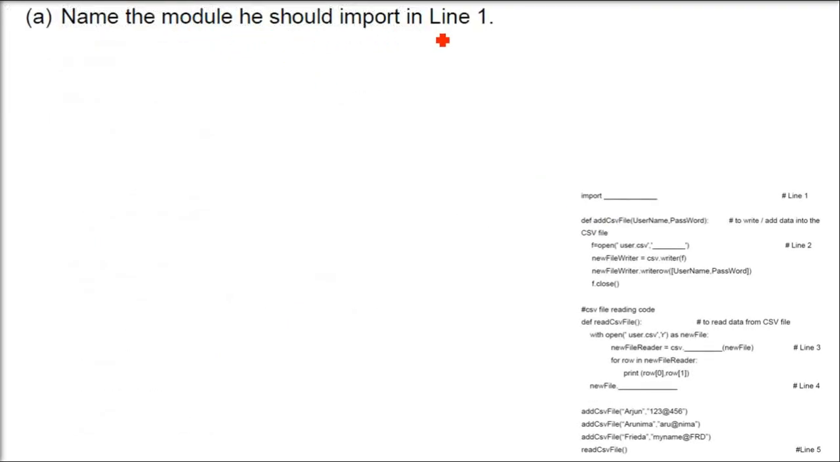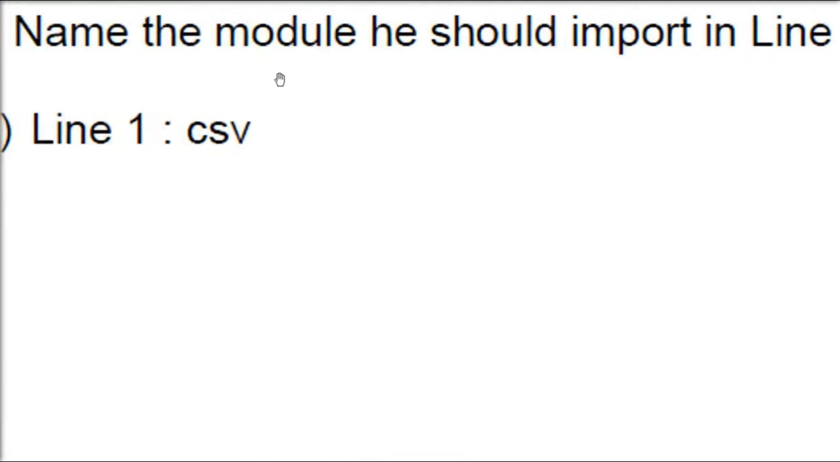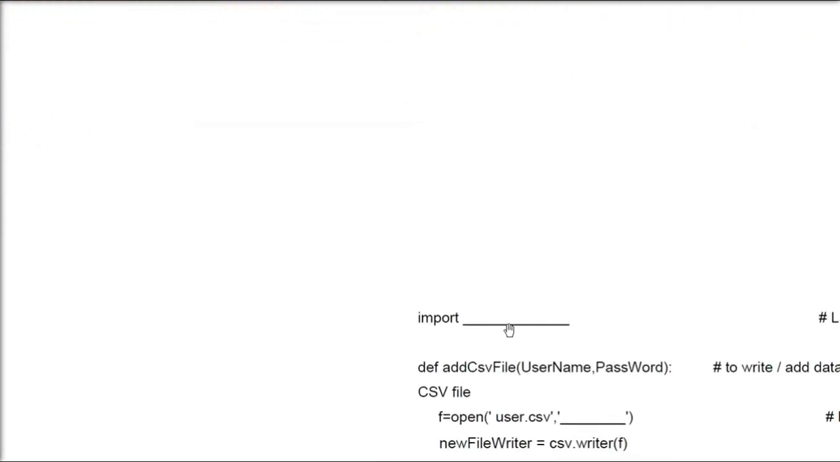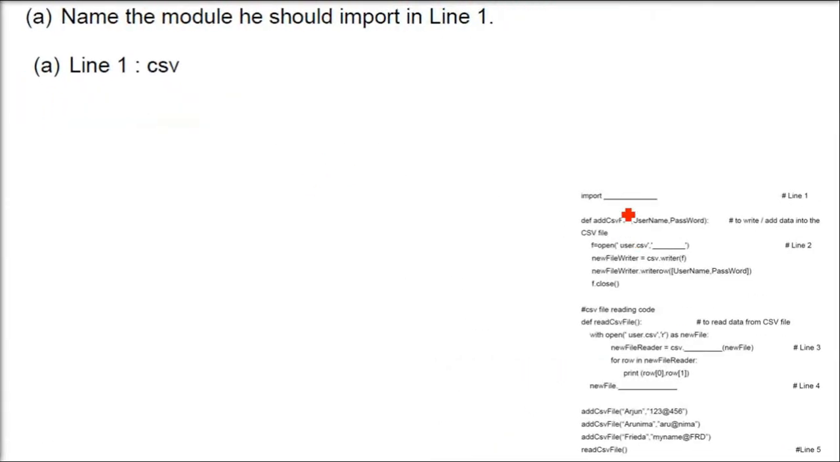Name the module he should import in line 1. So let me tell you the answer first. This is CSV. So he wants to work with CSV. In Python, we have to import the module as per our requirement. If we want to deal with binary, we will add pickle. So here, after import, we have to write csv in small case, only csv, nothing else. Don't write import csv, only csv in small case. So this is line 1, csv.